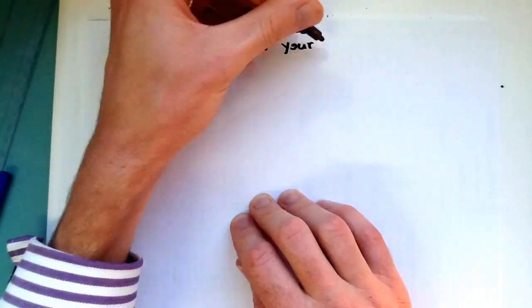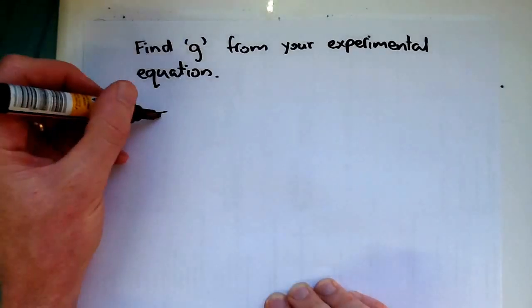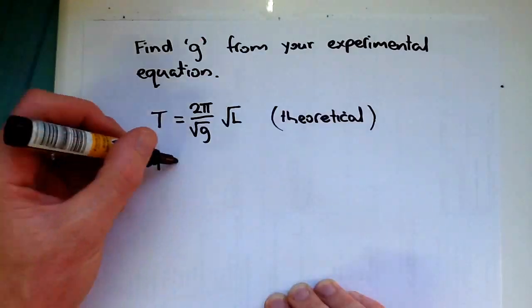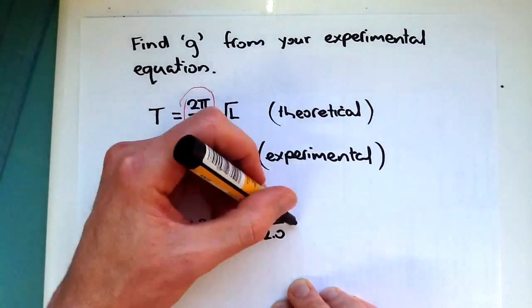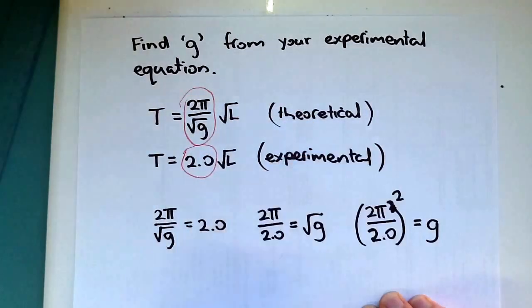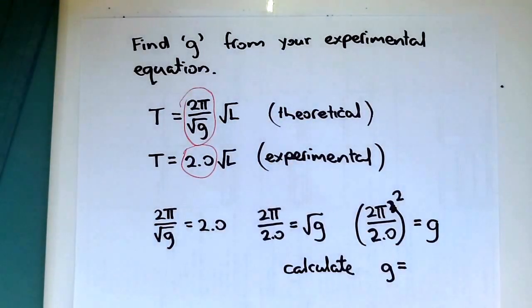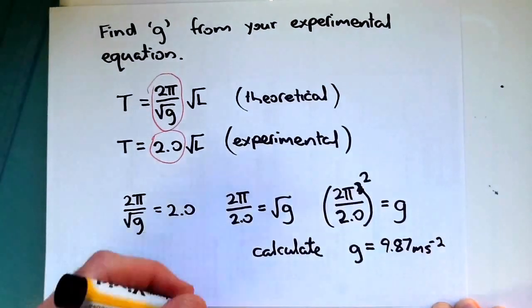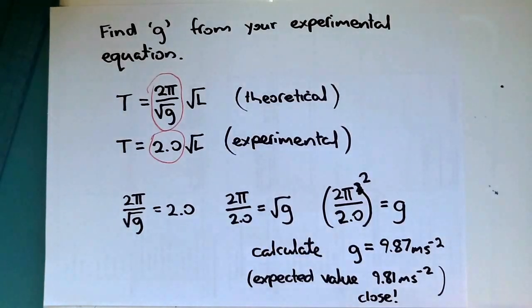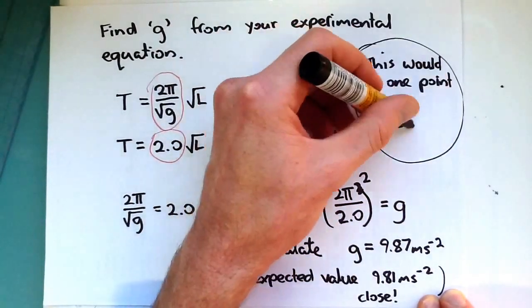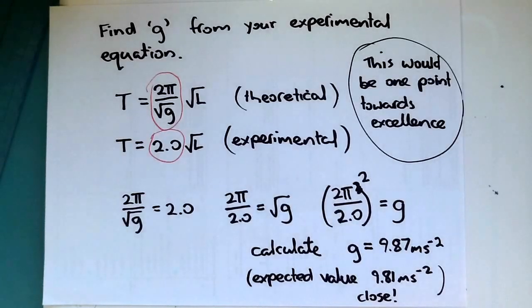Another thing I can do is take my experimental equation and derive a value of gravity from that equation. In other words, take the equation with the gradient and rearrange to make g the subject and solve for g. Then I can compare this value to what it should actually be. In this case, comparing 9.87 to 9.81, which is what it should be.